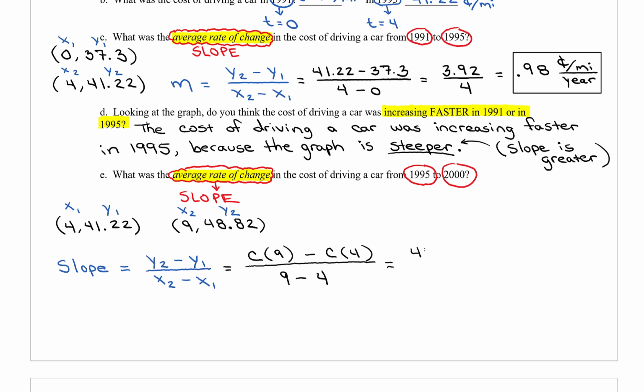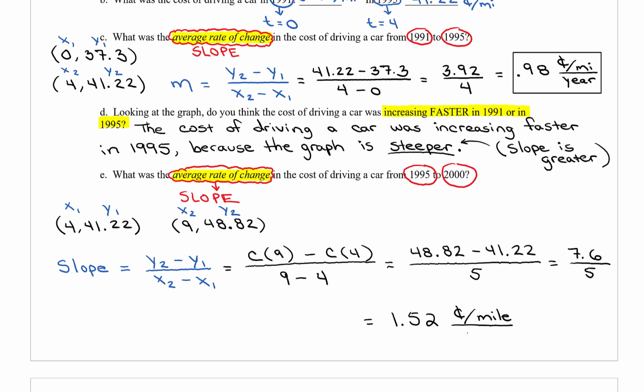Now we are going to replace c of 9 and c of 4 with their corresponding y coordinates. So c of 9 is equal to 48.82 minus c of 4 is equal to 41.22 all over 9 minus 4, which is equal to 5. So this is going to be equal to 7.6 divided by 5. I'm just going to go ahead and do this in the calculator, and I'm going to get 1.52, and we're going to label the units as cents per mile per year, and we're going to box that answer in.